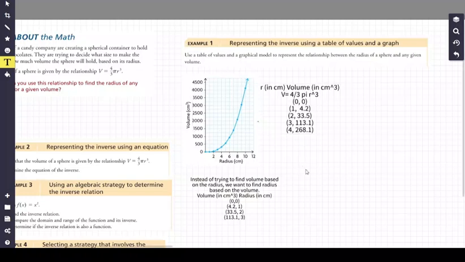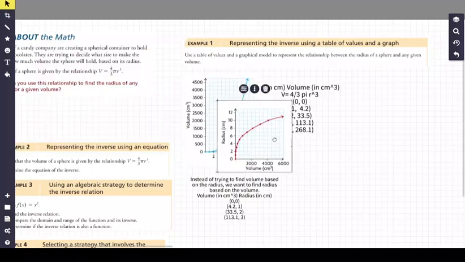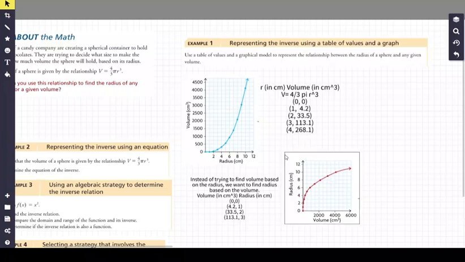All right, so I've got that right here. Oh, not that. I've got this. So look at this graph. Instead of having radius as the x-axis, we now have volume as the x-axis. That means our volume is now our explanatory variable, and our radius is the variable getting explained.